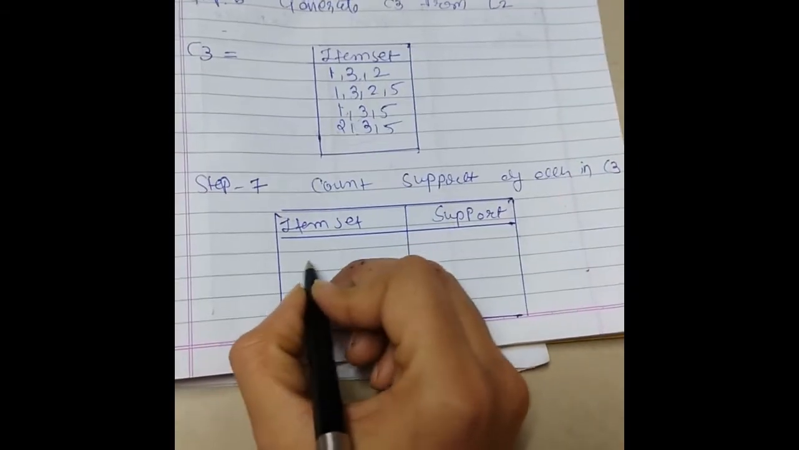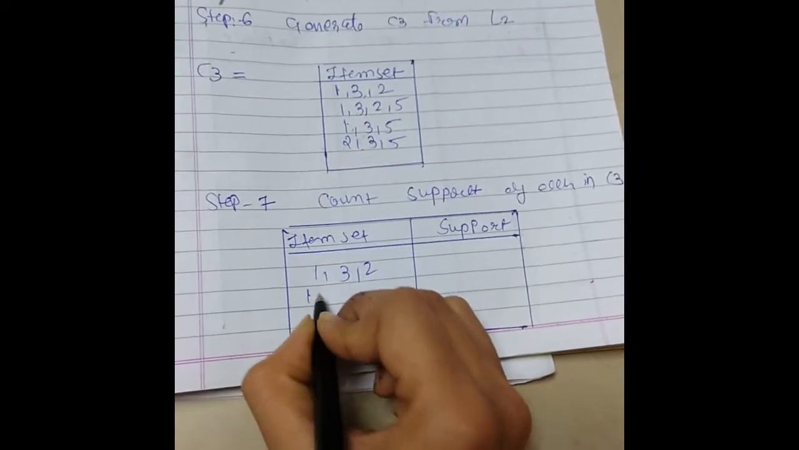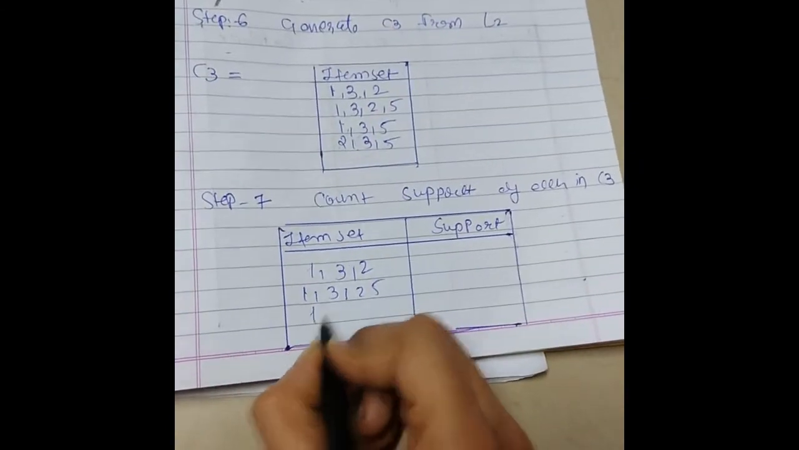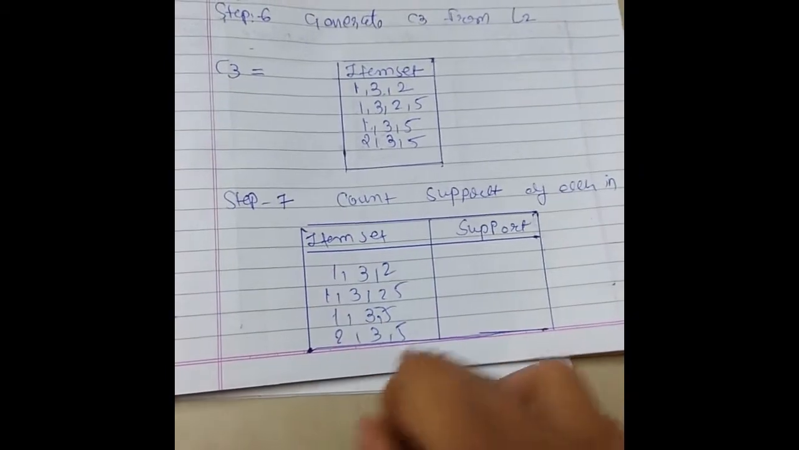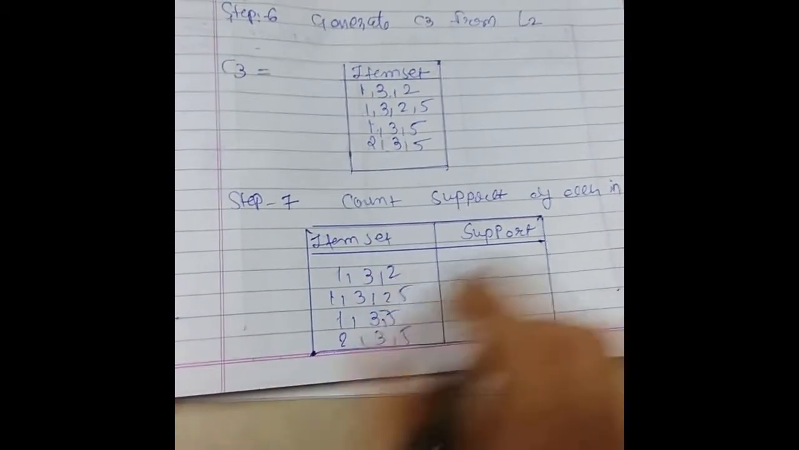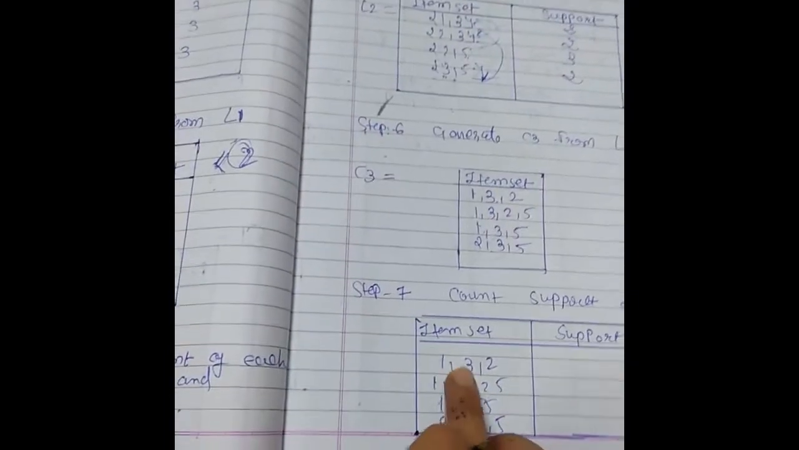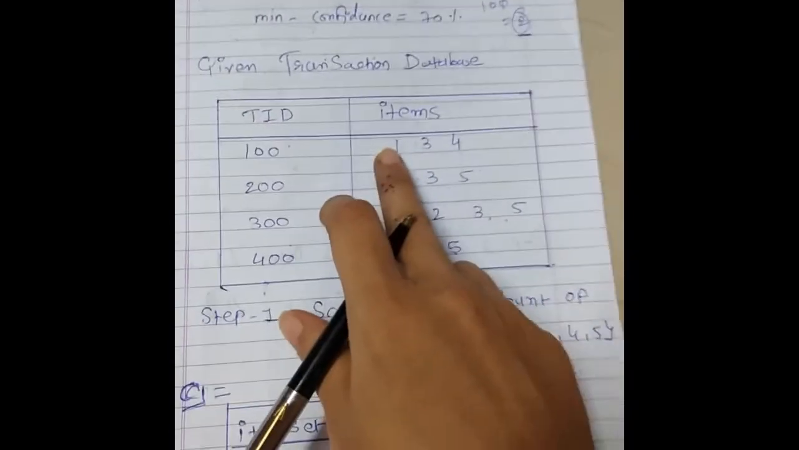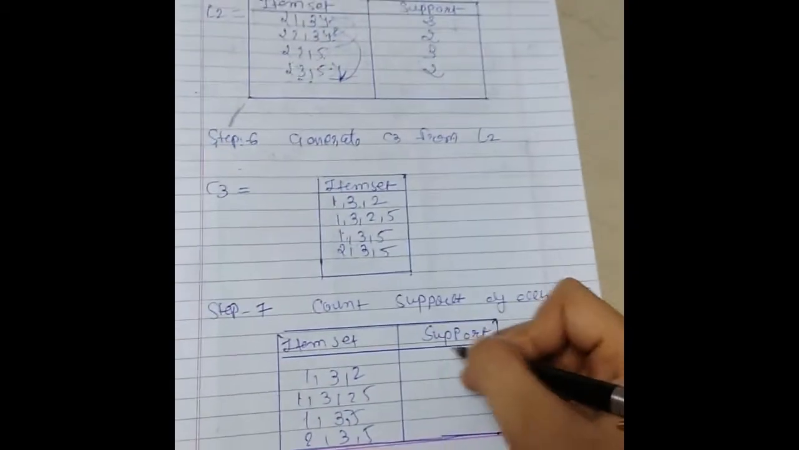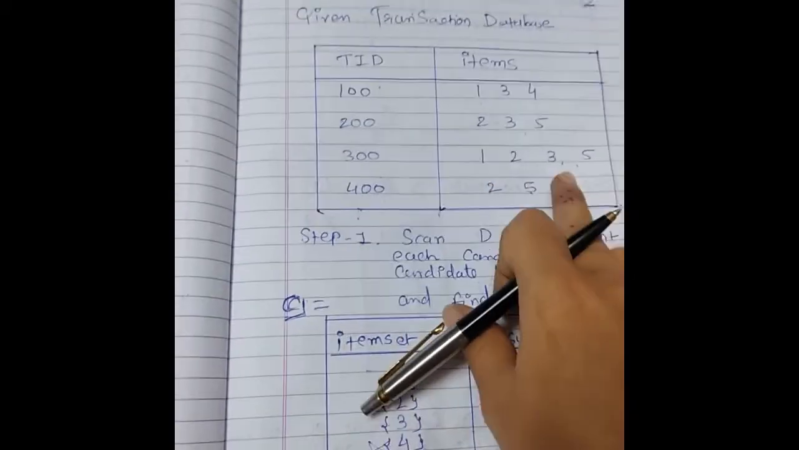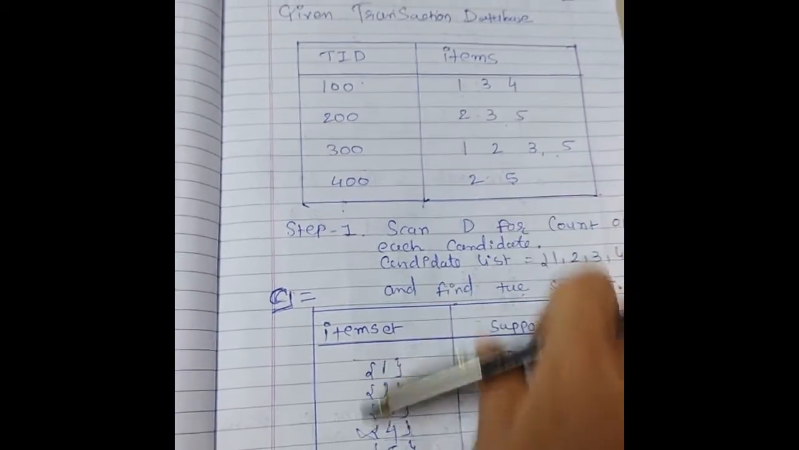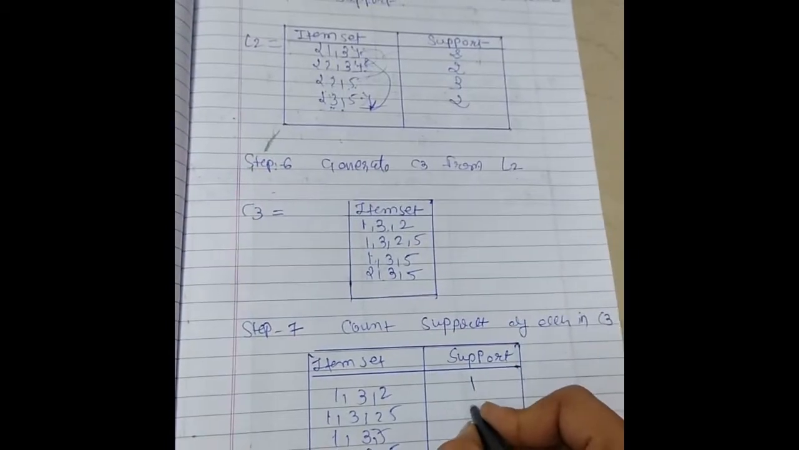Now we'll write each item set here: 1, 3, 2; 1, 3, 2, 5; 1, 3, 5; and 2, 3, 5. Now we'll calculate the support of each. How many times does 1, 3, 2 occur together in the data set? It occurs only one time, so I'll write support as 1. 1, 3, 2, 5 also occurs one time, so we write 1.